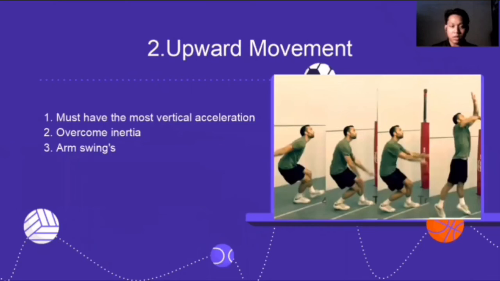Next is the upward movement. We must have the most vertical acceleration and then overcome inertia and arm swing. So to do the upward movement, we must swing our arm from the back to the upward movement to get higher momentum to jump higher.